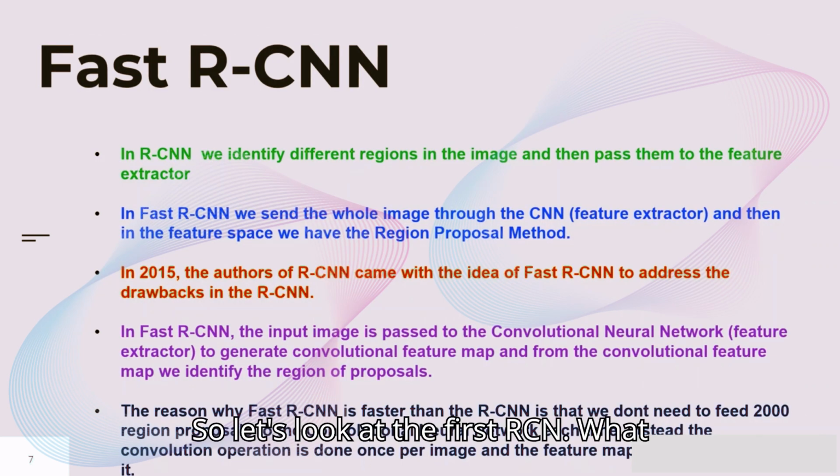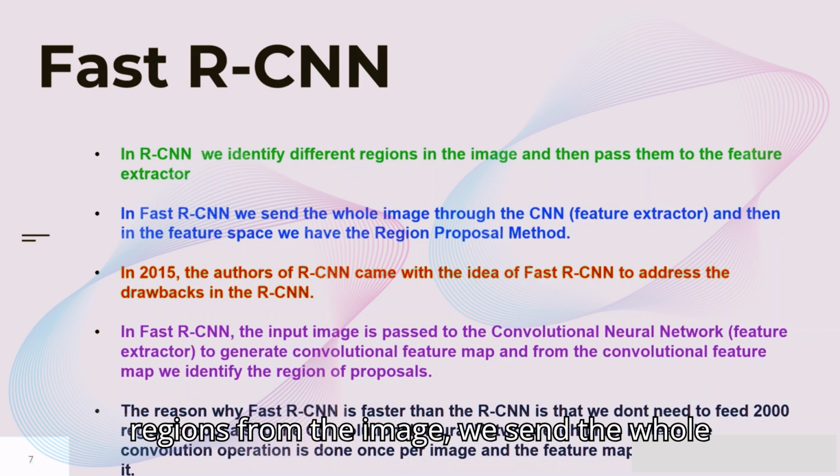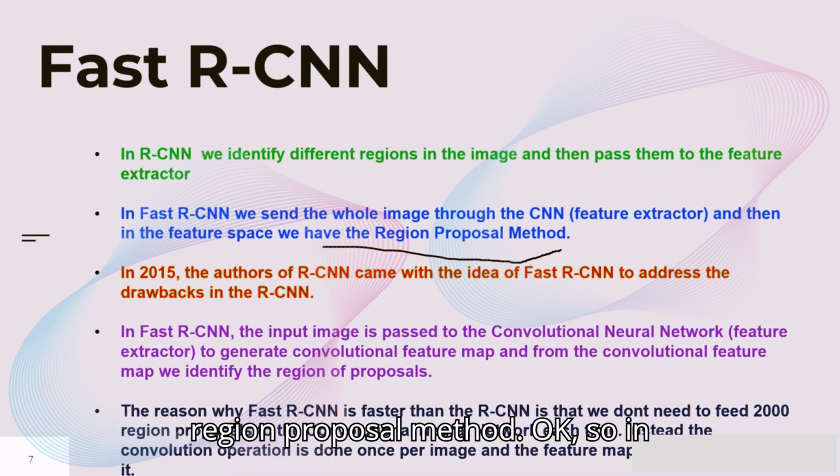Let's look at fast RCNN. What we basically do in RCNN is identify 2000 regions in the image and then pass them to the CNN based feature extractor. In fast RCNN, we have the input image, and instead of identifying 2000 regions from the image, we send the whole image to the CNN feature extractor, and then in the feature space we have the region proposal method.